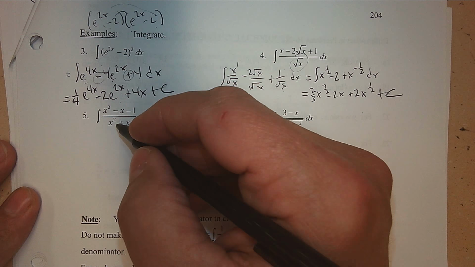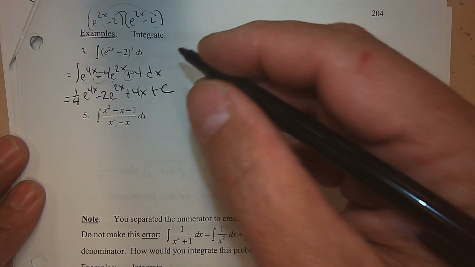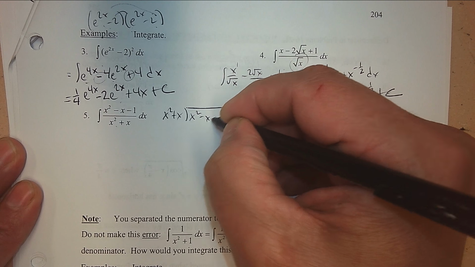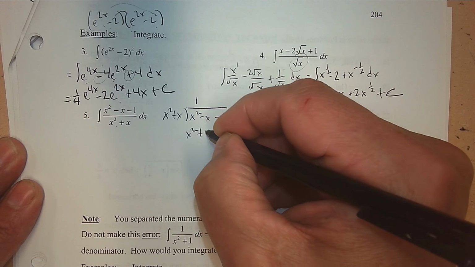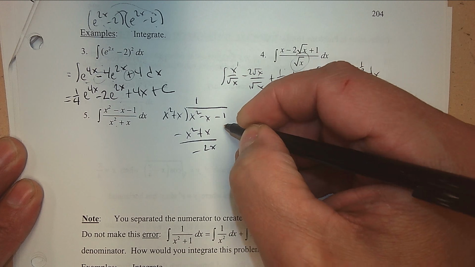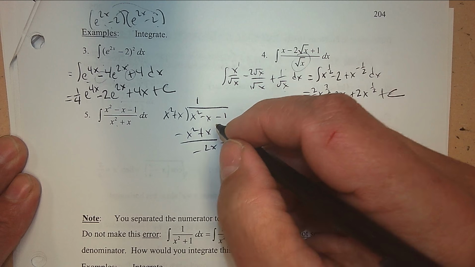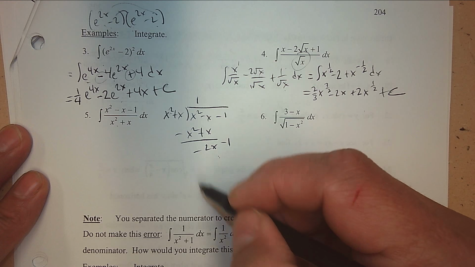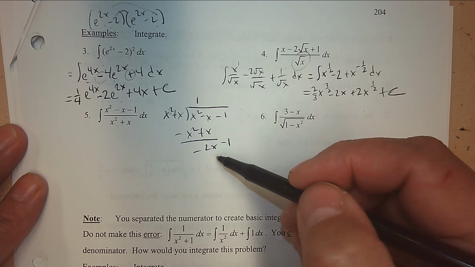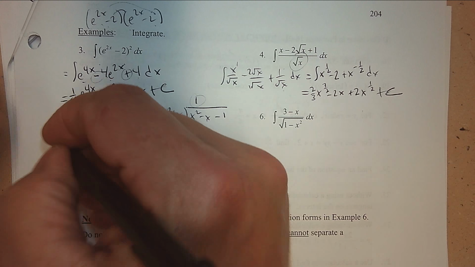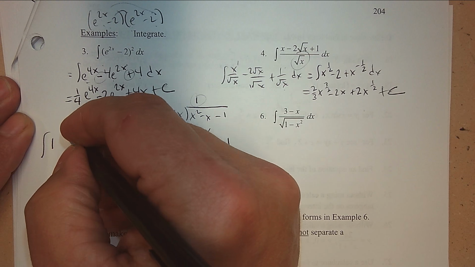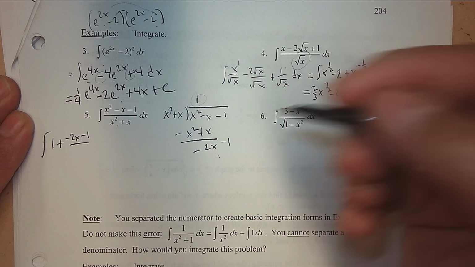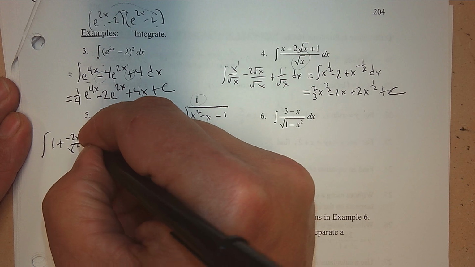So the degrees are the same. We're going to divide x squared plus x into x squared minus x minus 1. It goes once. Subtract, the remainder, be careful, is negative 2x, bring down the negative 1. Notice in this case the degree here is bigger than here, so I'm done dividing. When the degree of what you're dividing by is bigger than what's going into it. So the answer is 1. And then the remainder is negative 2x minus 1 over x squared plus x.